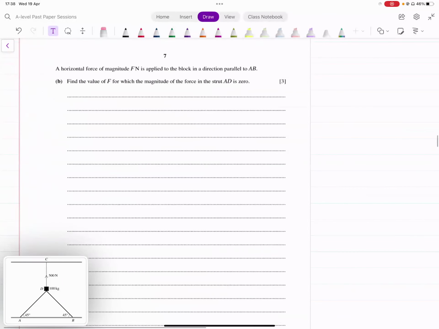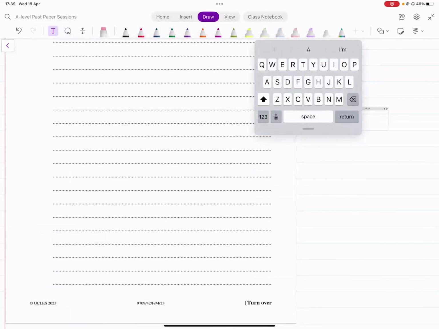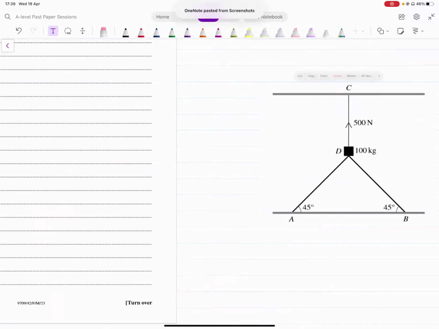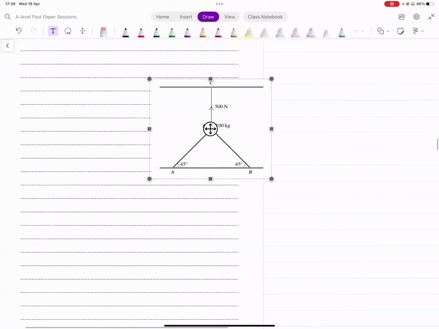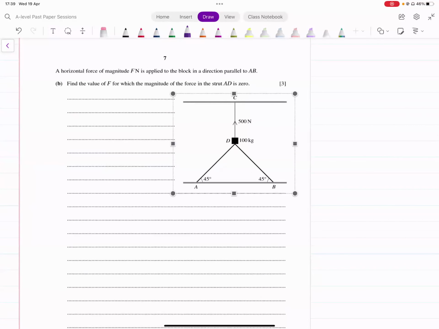Okay, so this is what it looks like. ये आपके पास डायग्राम है. Okay. A horizontal force of magnitude F Newton is applied to the block in direction parallel to AB. तो एक फोर्स लग रही है यहाँ पे, let's say right side के ऊपर.